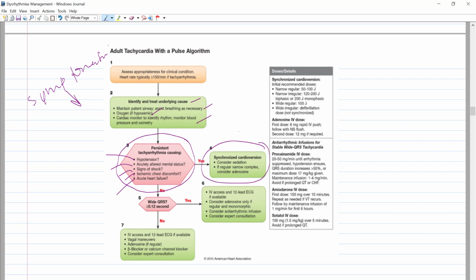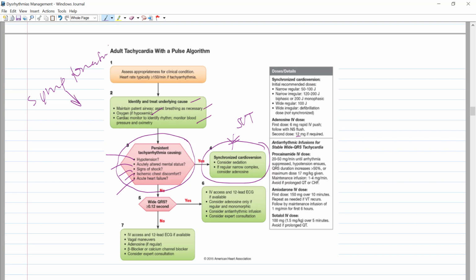And we taught you that you always start giving antiarrhythmic medication first. And for this adult tachycardia, whether it's an SVT, and I will discuss SVT in the next discussion, you give adenosine 6 milligrams IV push, and the second dose is 12 milligrams if required, and it's an IV push again. And we will discuss this in a separate discussion because this is more for SVT.